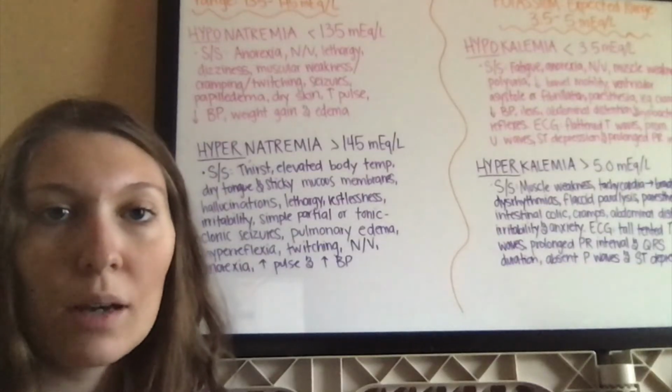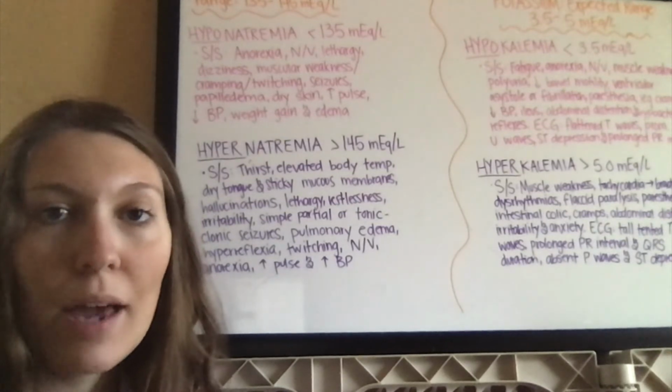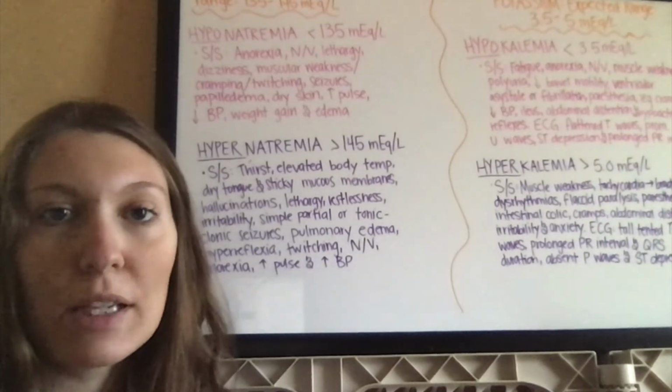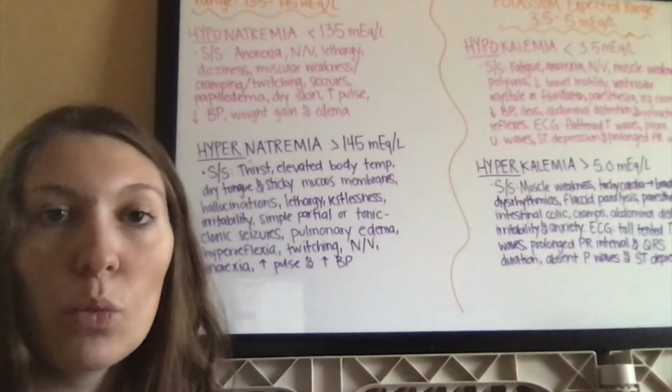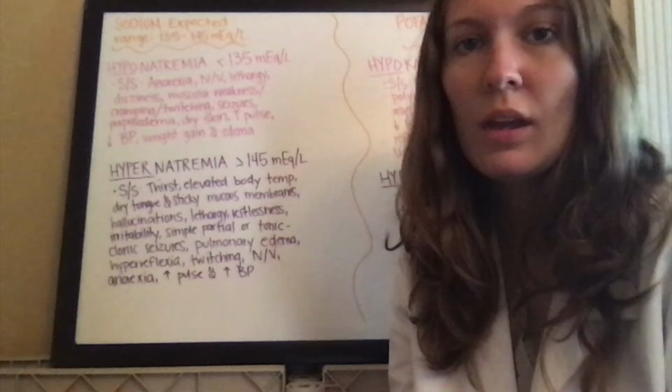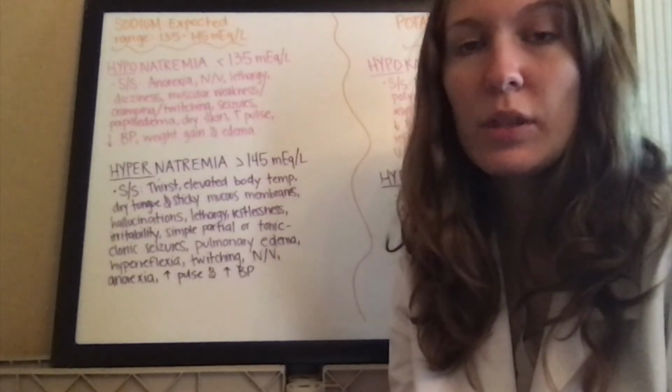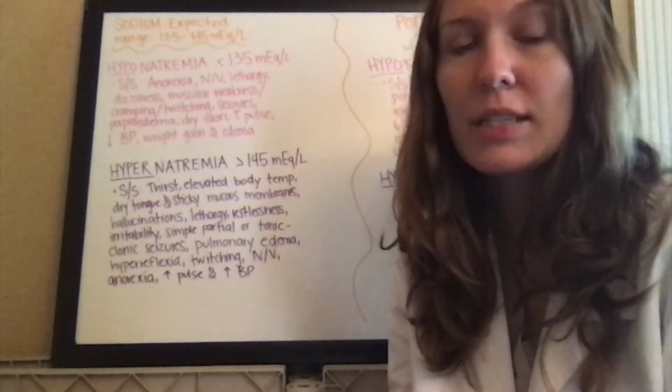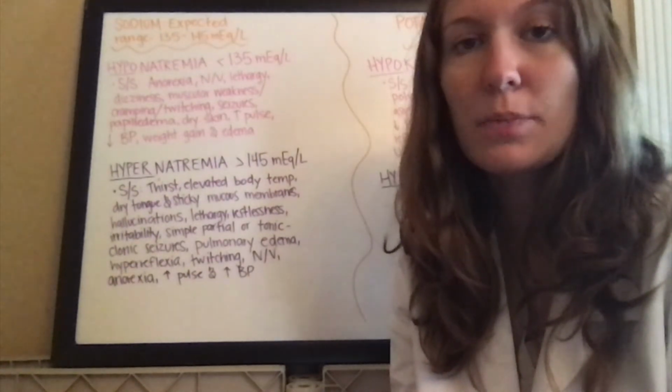Imbalances in these electrolytes can cause dysfunction in cardiac, neurologic, and respiratory functions, which may eventually lead to death. Sodium is a major cation within the extracellular fluid. Its expected reference range is between 135 to 145 milliequivalents per liter. Hyponatremia occurs when there's a serum sodium level of less than 135 milliequivalents per liter.